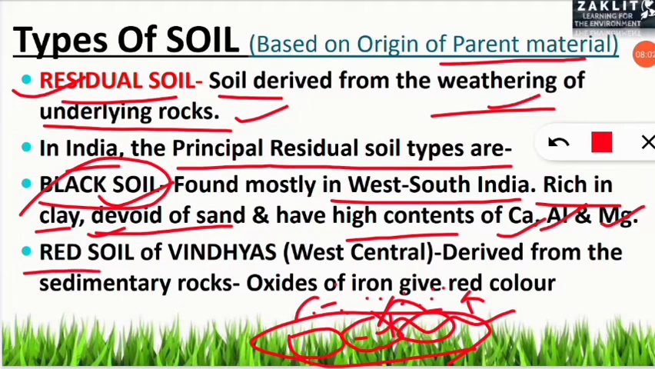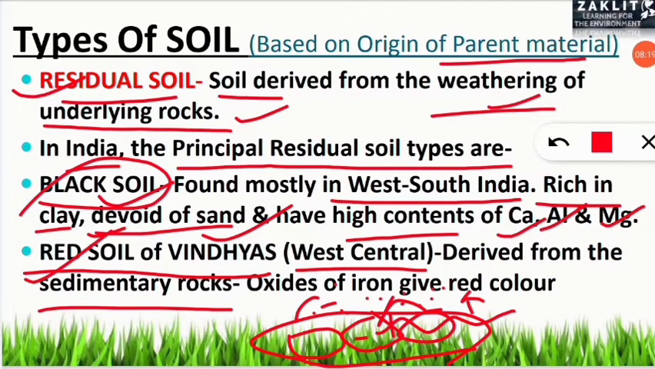Next is red soil of Vindhya. That is another category of residual soil. It is found in the West Central region. In Madhya Pradesh and Chhattisgarh, we are able to find red soil in the Vindhya region, which is derived from sedimentary rocks. Mostly from sedimentary rocks this red soil is formed. So why is this red in color? This red color comes from the oxides of iron. The amount of iron oxide in it is higher, which gives the red color.